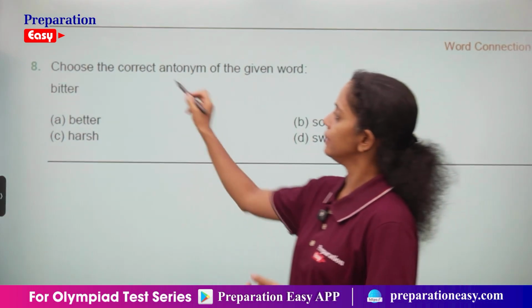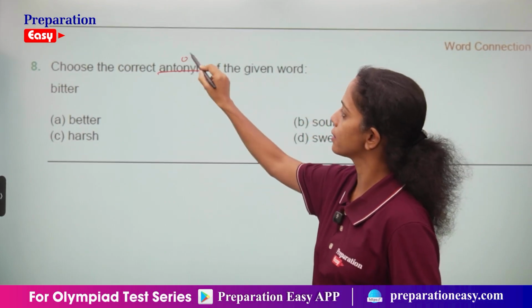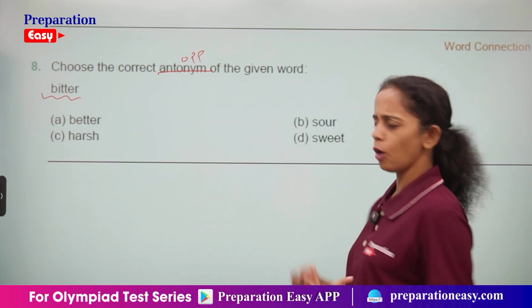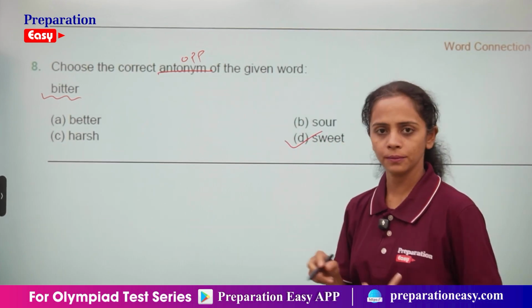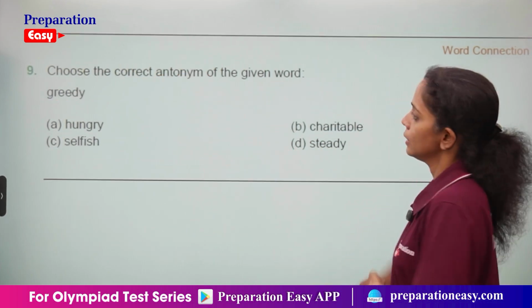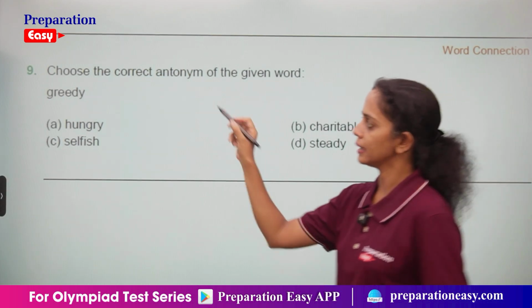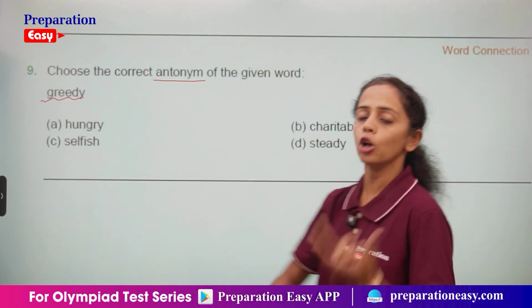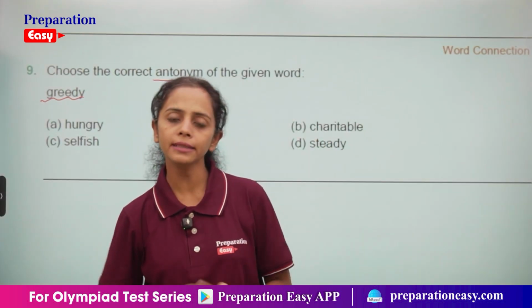Next, again the keyword antonym, opposites. Opposite of bitter. Bitter, opposite is sweet. Fine? Next, antonym, the keyword over here, the word is greedy. You have to find the opposite word of greedy, the antonym of greedy.